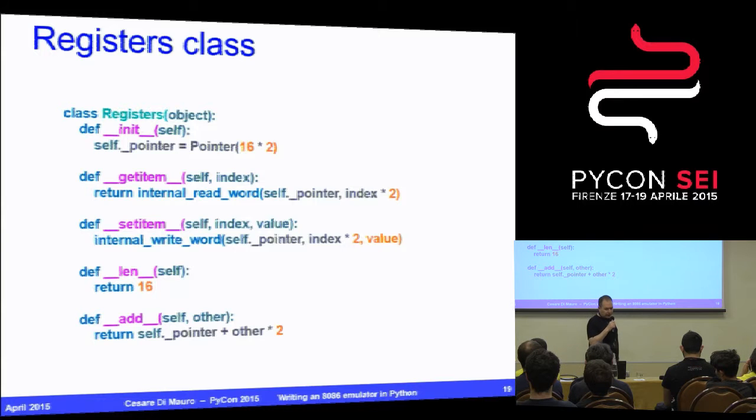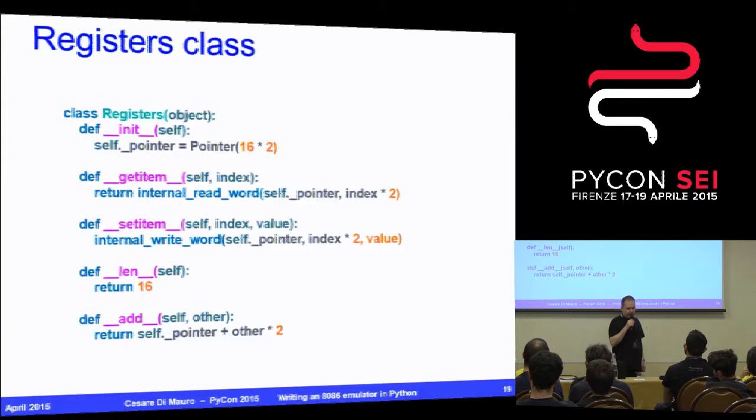So when I need to read a register, for example, I access the instance with a special getItem method, and I just put, okay, I want AX, for example, and I take the value of the register with a special function which reads a word. A word is a 16-bit value. The same goes for when I want to write something to the register. I use the special setItem method. The last method I use is add, because I want to emulate what I do in C.